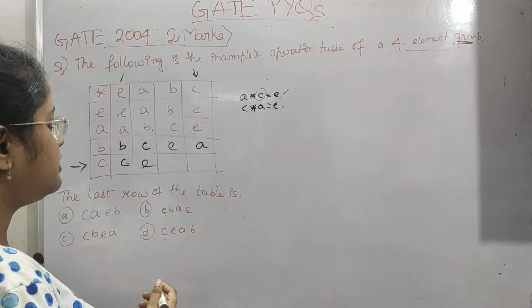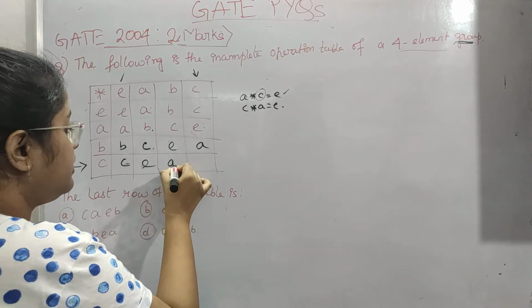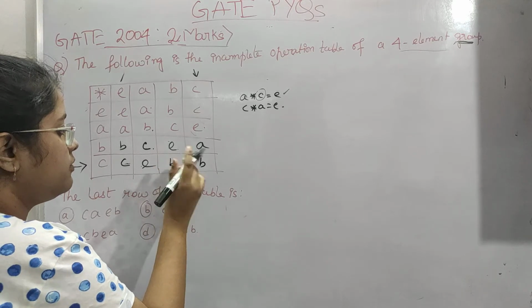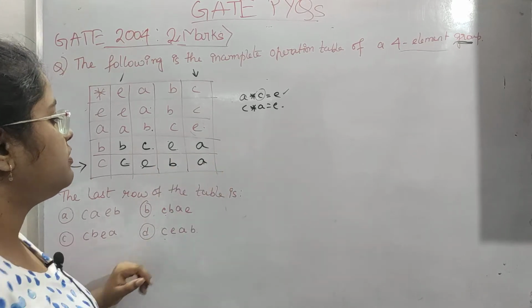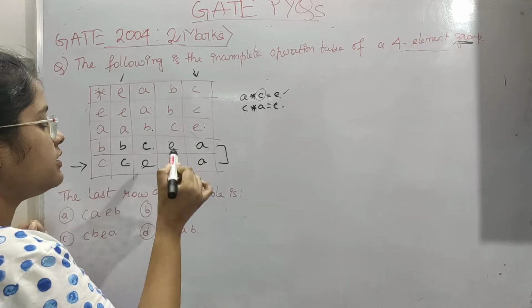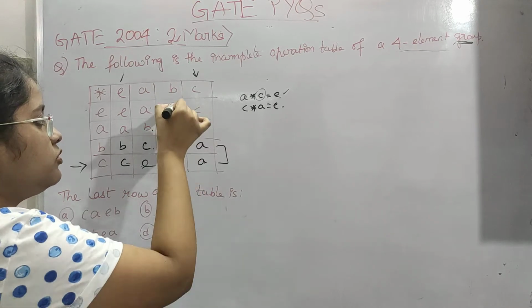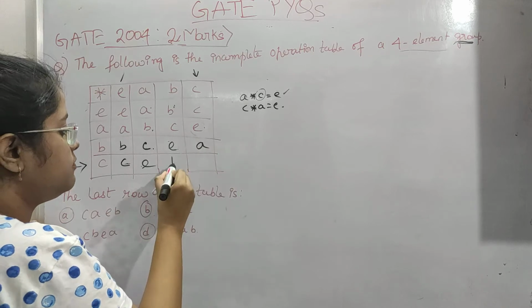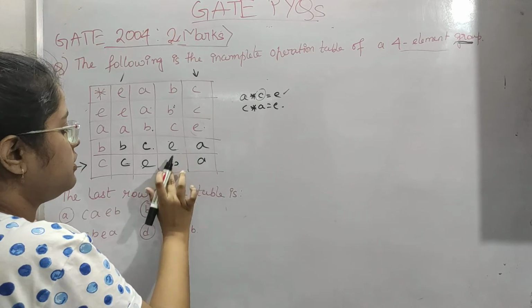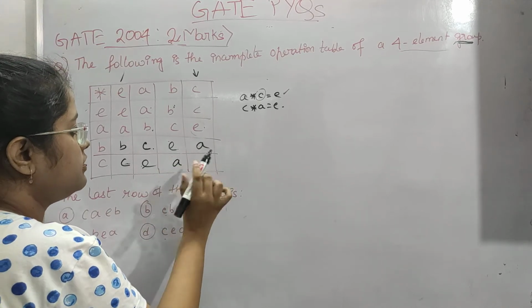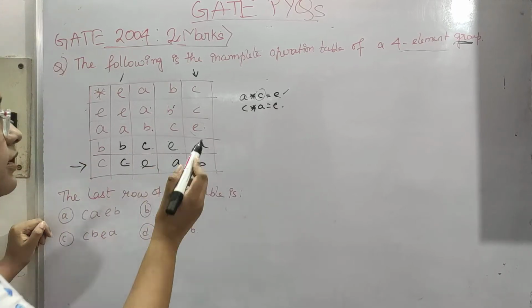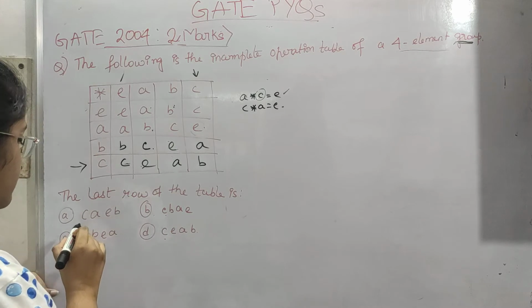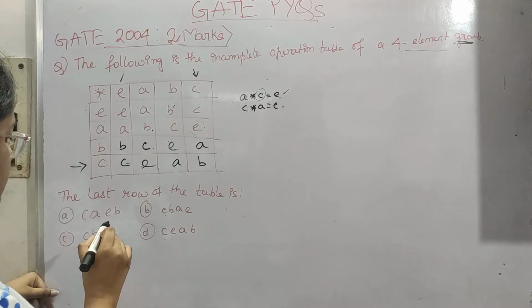So A and B are left. So we can write it as AB. If we would have written it like this, B and A, it would have been false because two A's are coming and in this column two B's are coming. So this is not happening. So this is A and this is B. Okay, CEAB is our last row.